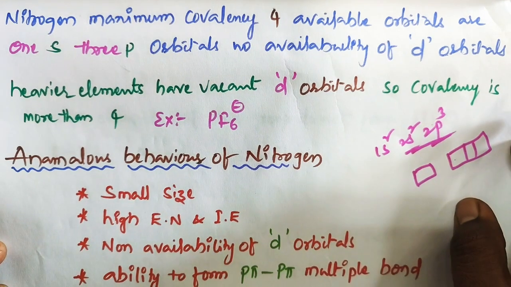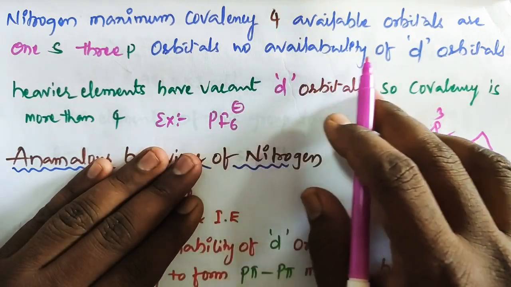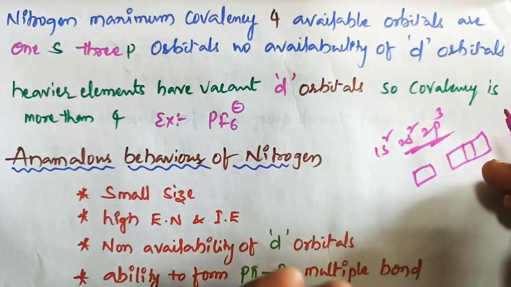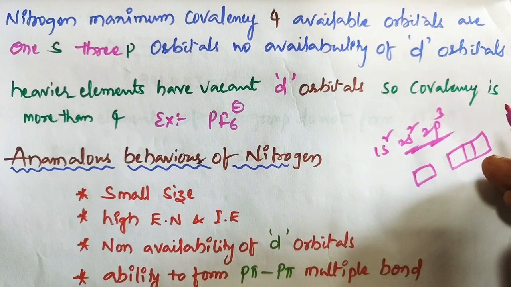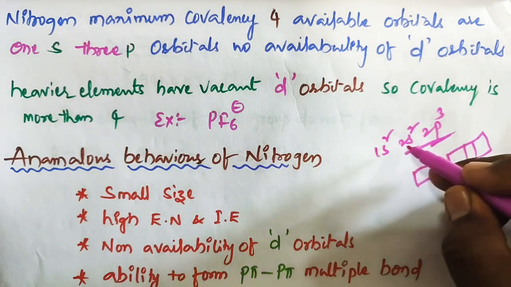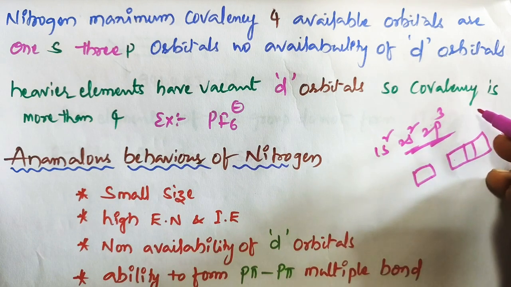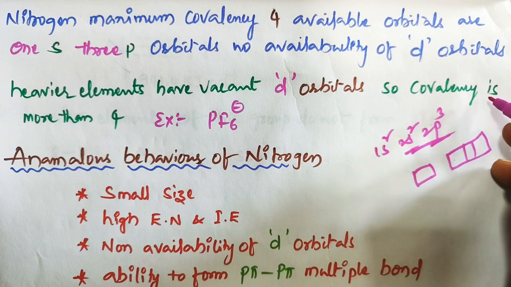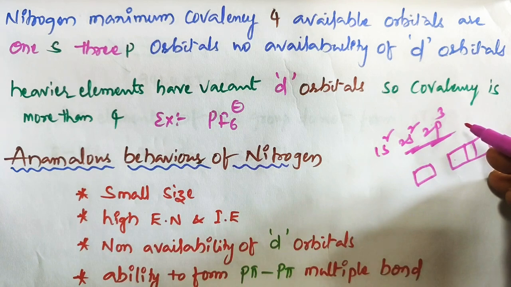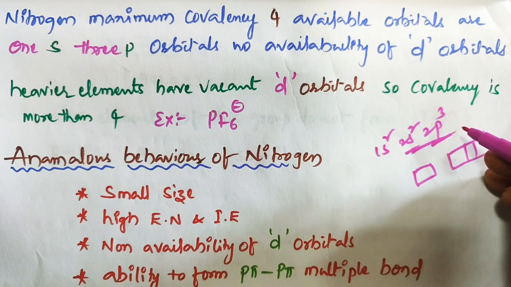And in this, nitrogen has no available d orbitals. Nitrogen does not contain d orbitals. So that is the reason nitrogen's maximum covalency is 4 only. So this is 1s2, 2s2, 2p3, next 3s2, 3p6. After that 4s2, 3d. So that means the non-availability of d orbitals is present in nitrogen. That is the reason nitrogen shows maximum covalency of 4 only.